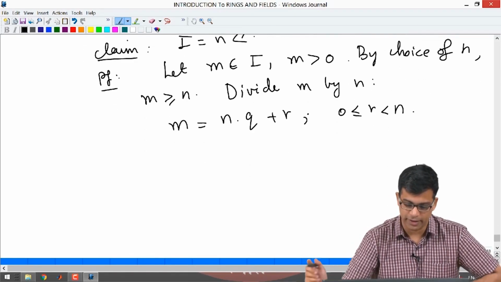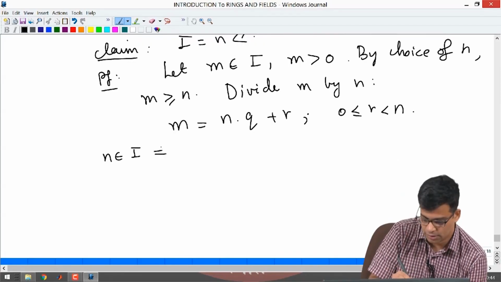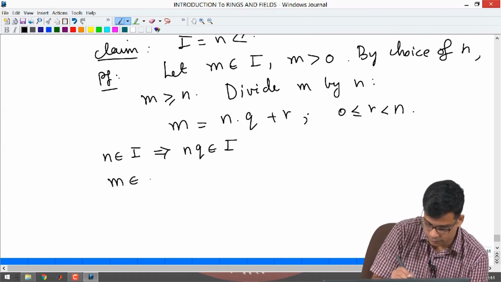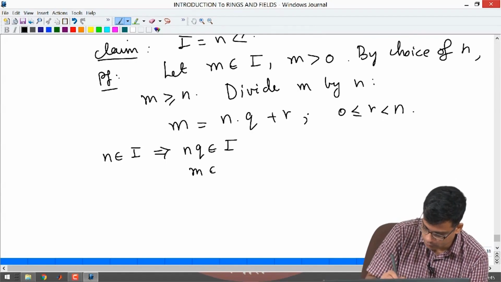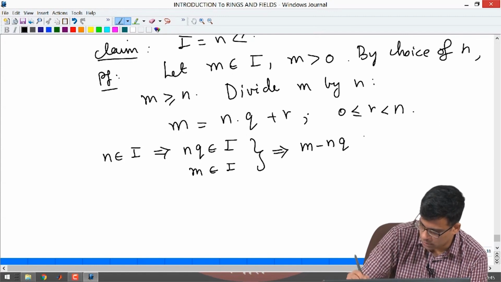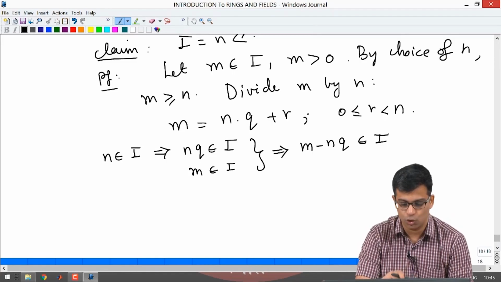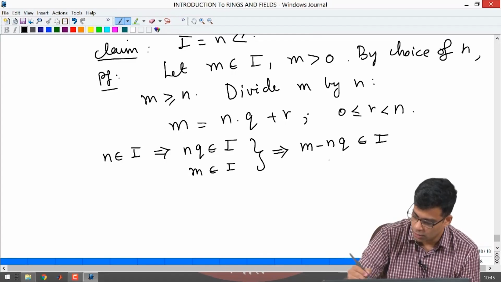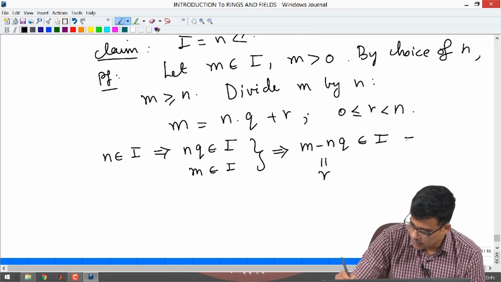But now, notice an interesting thing, n is in I by choice, that means nq is in I, m is in I also by choice. That means m minus nq is in I, because n is in I, by the ideal property nq is in I, m is in I, and again by the ideal property m minus nq is in I. But m minus nq is equal to r. So, that means r is in I.